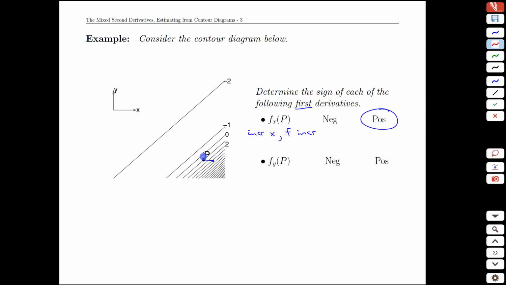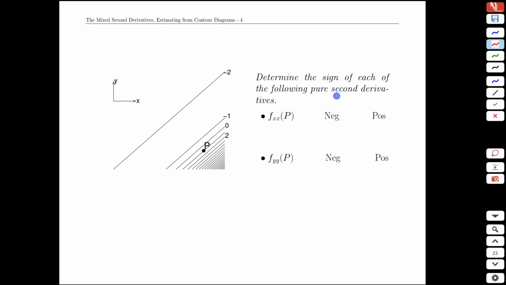If we do increasing in y, we're at height 1, we're going to height 0, going to height -1. An increase in y leads to f decreasing, and so that corresponds to a negative slope. That's it. Takes a bit of practice, but keep your eye on the contour diagrams and ask yourself literally what happens if we take a small step in positive x, blue line, or for the y derivative, take a small step in positive y, the red line here.